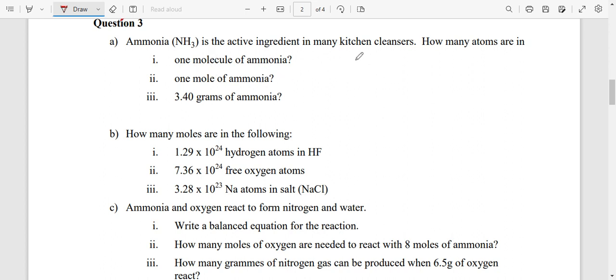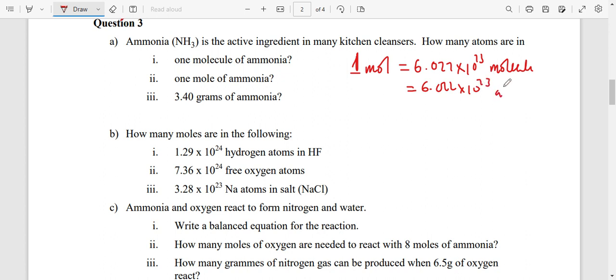Maybe something I should mention is that one mole of anything is equal to 6.022 times 10 to the power 23 molecules. It is also equal to 6.022 times 10 to the power 23 atoms. What does this tell you? This tells you that the number of molecules of a substance is equal to the number of atoms, as long as you have the same moles.